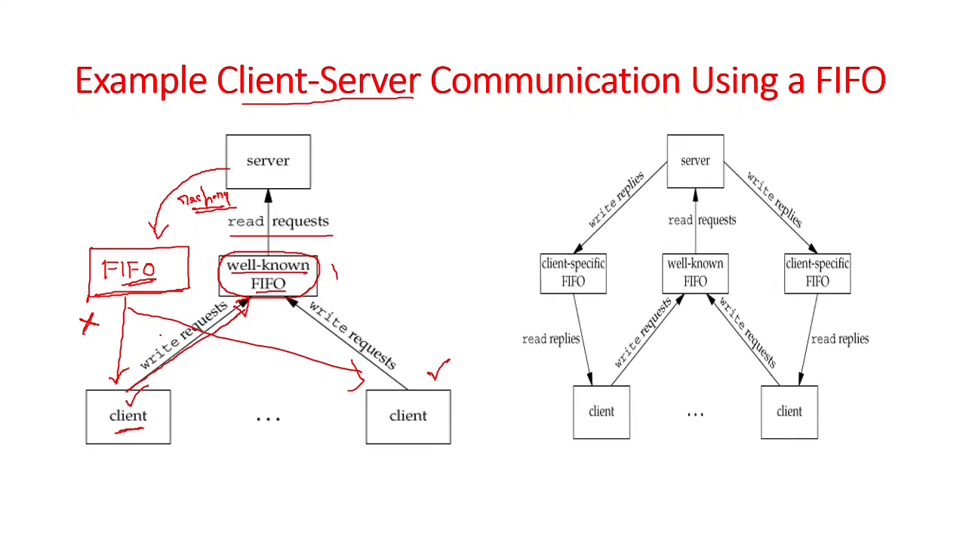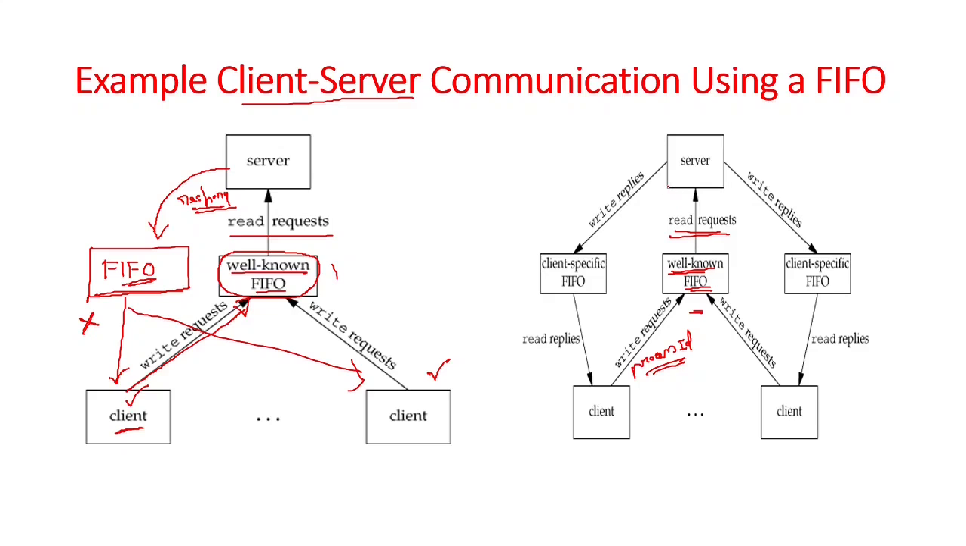This can be overcome with this particular arrangement. What the client has to do is, along with the request that it writes to the well-known FIFO, it should also write the process ID of that particular client. So along with the request, the process ID is also mentioned, and it is stored in the FIFO. Each and every client will have its request along with the process ID. Now the server will read the request along with the process ID.